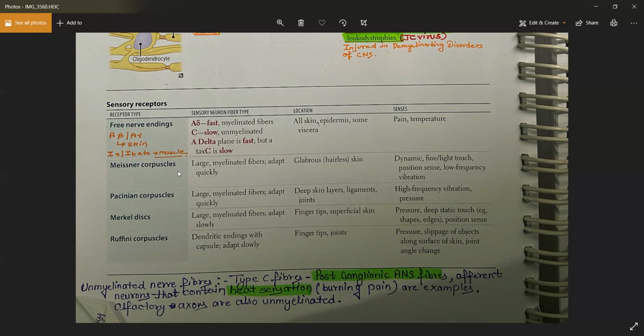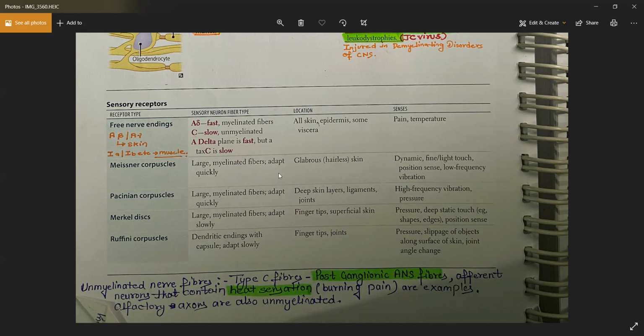Then you have the Meissner corpuscles, which are again sensory receptors found on the hairless skin. That means on the palms and on the soles. They basically sense the position, frequency, and the vibration. So the position sense, low frequency vibration sense, and the touch. Impulses of these kinds will be sensed by these Meissner corpuscles, and they will be transferred by the large myelinated fibers.